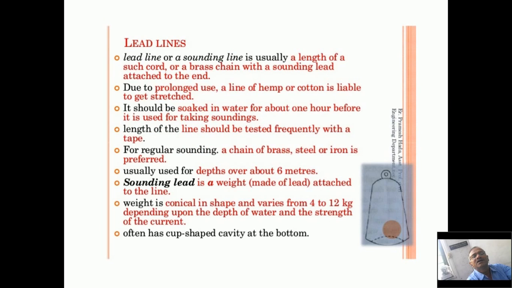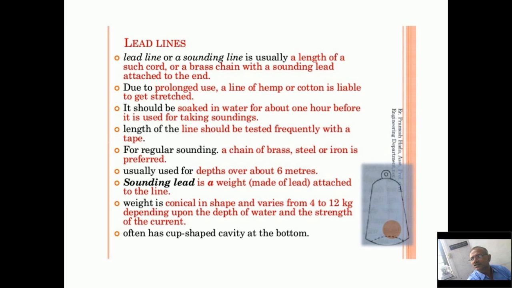And you can have the lead lines. A lead line or a sounding line is usually a length of cord or a brass chain with a sounding lead attached to the end. Due to prolonged use, the line of hemp or cotton is liable to get stretched. So length may get altered. So you should be very cautious.